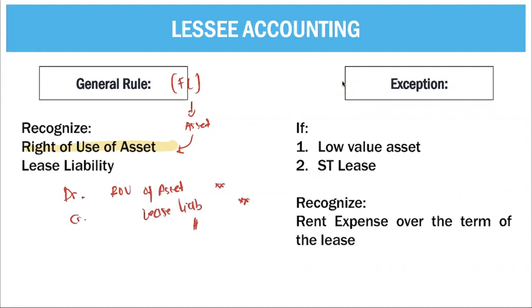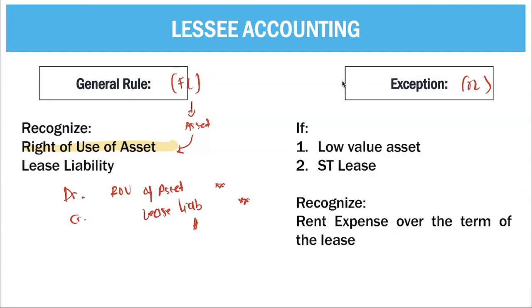Now, as a rule, you use your finance lease. But an exception to the rule, in which you use your operating lease, is if it is a low value asset. When we say low value asset, it depends on your materiality. So let's say furniture is a low value asset. Equipment such as your computer is a low value asset. Another exception is if it is a short-term lease.